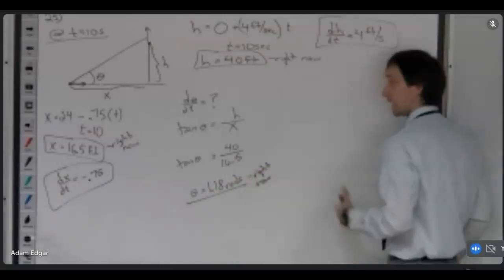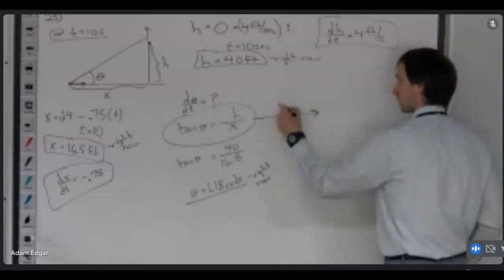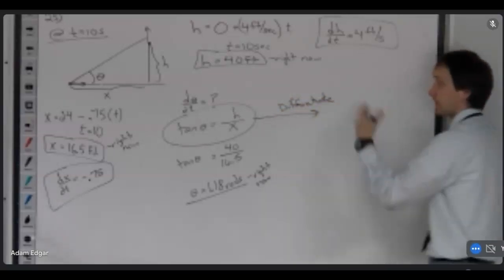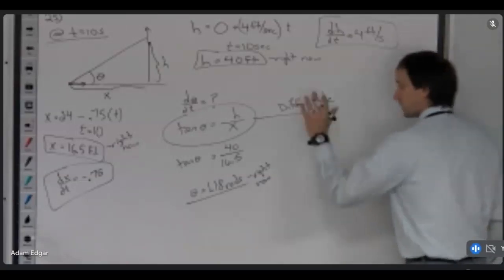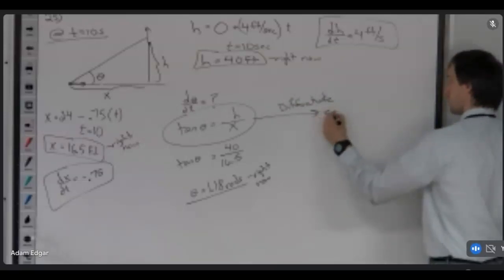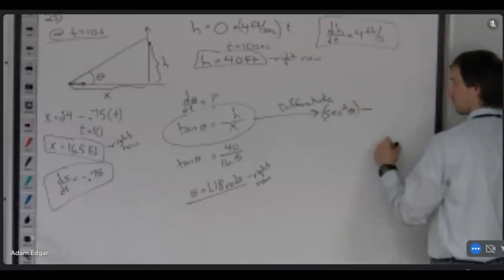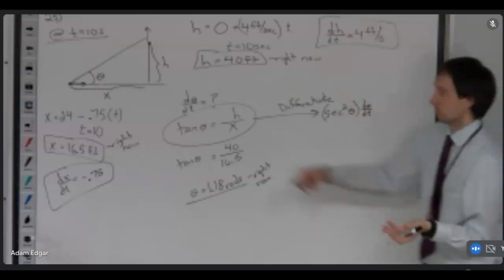And now, guess what you do with your tangent equation? You're going to differentiate it. So when in doubt, differentiate your main equation. In this case, your main equation has to deal with the angle, because that's what we care about. So when you differentiate, what's the derivative of tangent? Secant squared theta. So we got secant squared theta times, not yet, d theta dt. You have to have a d theta dt because that's what we want to know about.